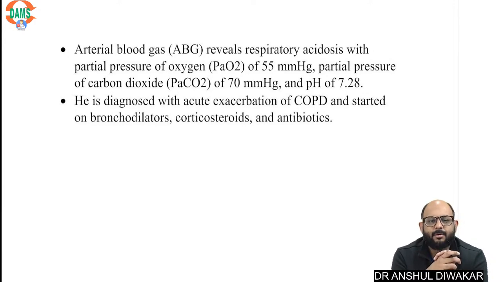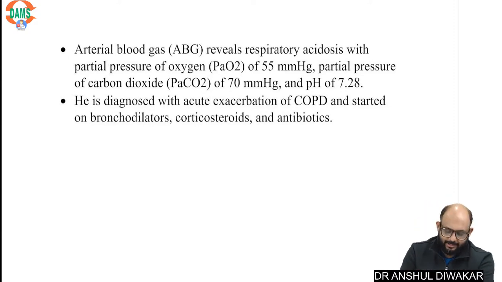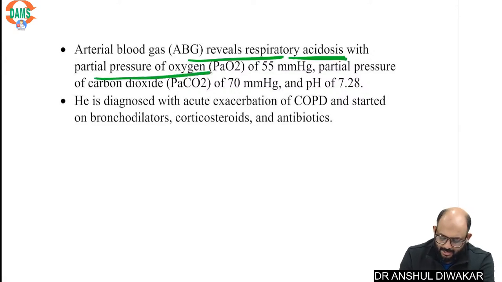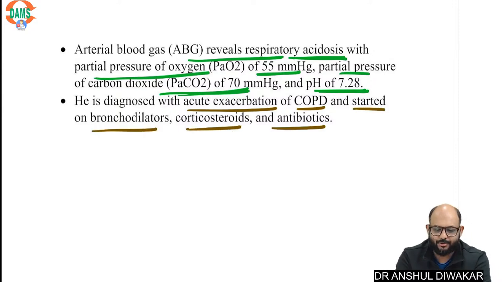All right. Now, what happened? You started the patient on oxygen therapy and later on when you did an ABG, it revealed respiratory acidosis with partial pressures of oxygen 55 and CO2 70 with a pH of 7.28. He is diagnosed with acute exacerbation of COPD, started on bronchodilator, corticosteroids and antibiotics, isn't it?